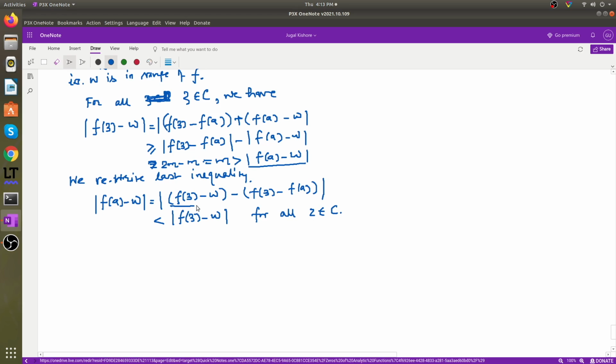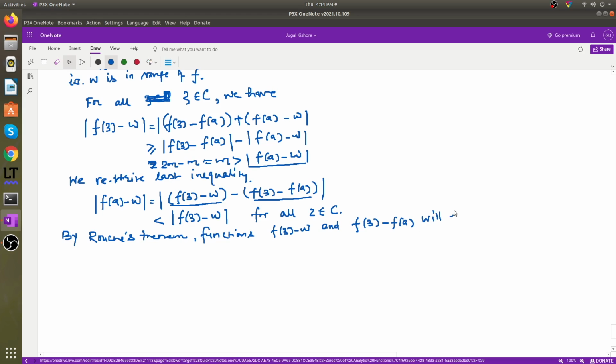Then the zeros of f(ζ) minus w and f(ζ) minus f(a) will be the same inside C. That is, we can say by Rouché's theorem that the functions f(ζ) minus w and f(ζ) minus f(a) will have the same number of zeros inside C.